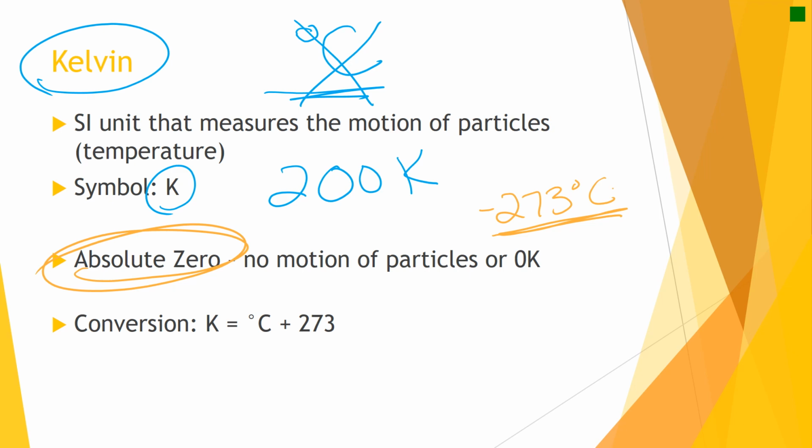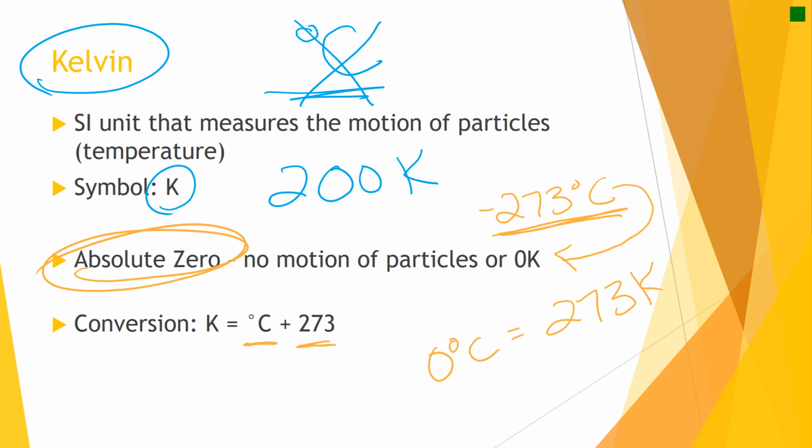And what they did is they then converted that into a new system called Kelvin. It is an additive system. It's very easy to convert between degrees Celsius and Kelvin. All you have to do is, whatever your temperature is in degrees Celsius, you add the number 273, and that is Kelvin. So 0 degrees Celsius is equal to 273 Kelvin.